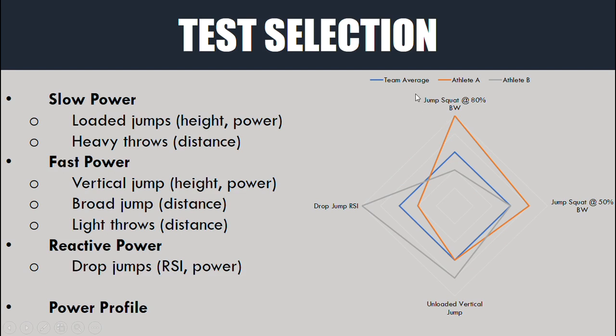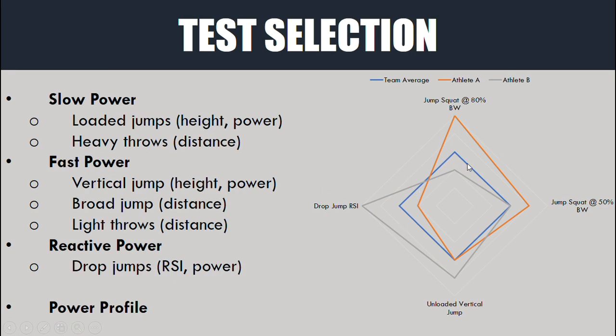So for example, we got a jump squat here at 80% of body weight that we can load onto a bar, jump squat here at 50% of body weight that we can load onto a bar, an unloaded vertical jump, and then a drop jump, and we're going to measure reactive strength index there. Because the load's greater, we're going to have more time to produce force, and then as the load gets lower, we have less time to produce force.